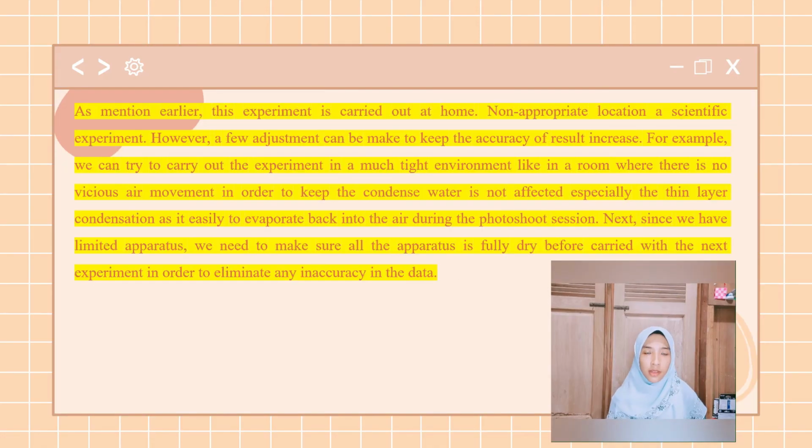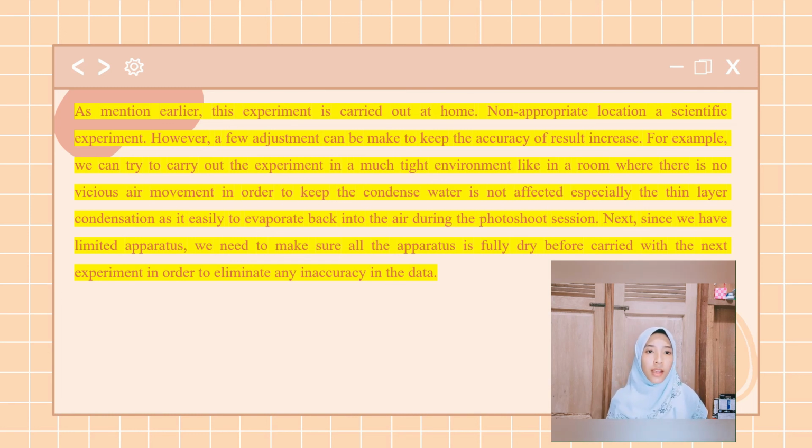As mentioned earlier, this experiment is carried out at home, not an appropriate location for a scientific experiment. However, a few adjustments can be made to increase the accuracy of the results. For example, we can try to carry out the experiment in a much tighter environment, like in a room where there is no viscous air movement, in order to keep the condensed water from being affected, especially the thin layer condensation, as it easily evaporates back into the air during the photoshoot session.